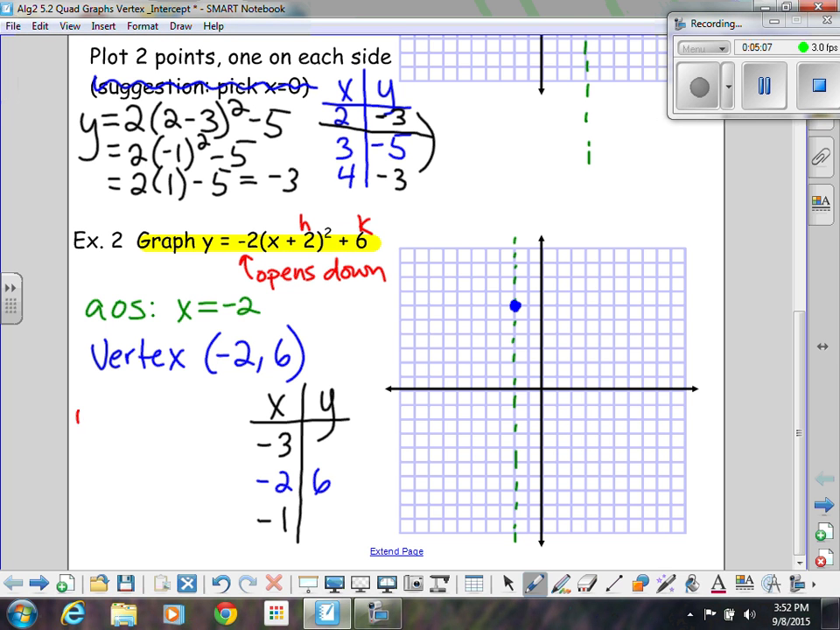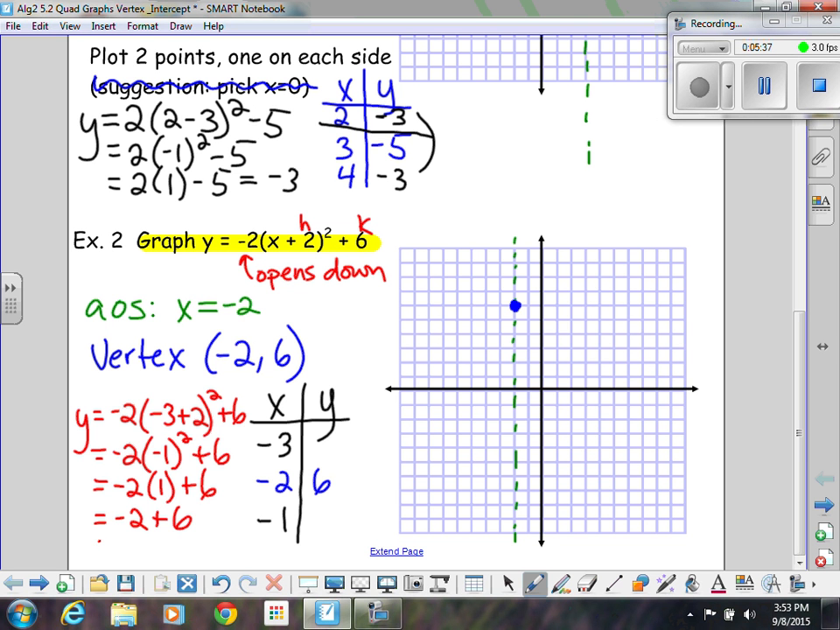So I'm going to have y equals -2, and then instead of x, I'm going to plug in -3. So -2 times (-3 plus 2) squared plus 6. Inside parentheses, I have -1 squared. Now I'm going to do my exponent. -1 squared is +1. And then -2 times 1 is -2. And then if I add those together, that gives me +4.